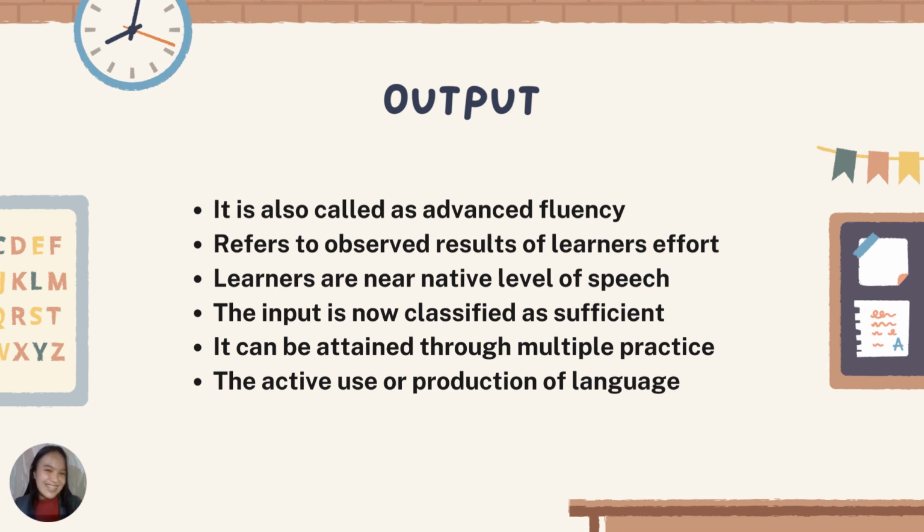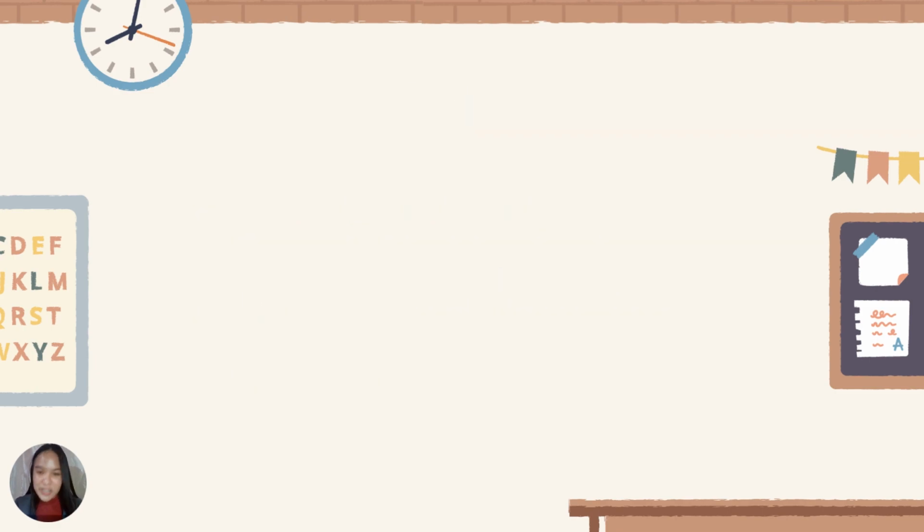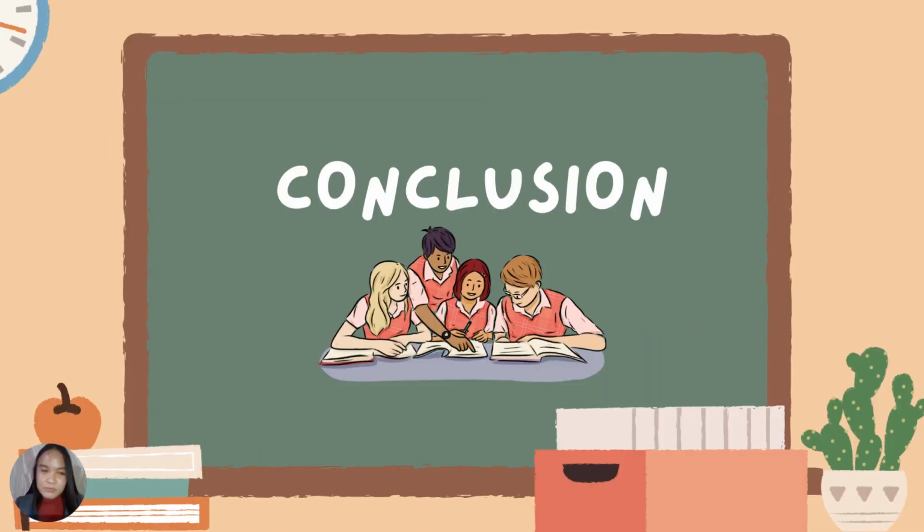So that's it. Now, very good. Now let's move on to our conclusion. In here, basically, we have five steps or five stages regarding this SLA or second language acquisition in the context of grammar. So the first one we have input, next the intake, next acquisition, access, then lastly output.